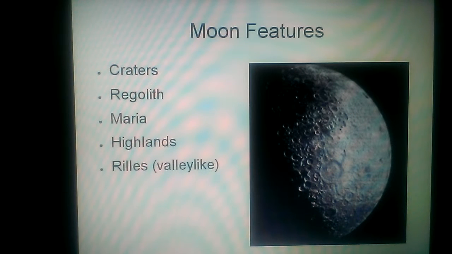So things you want to keep in mind, the features are impact craters, regolith, which is the dirt on the surface, maria or mare, those dark, large areas we looked at, highlands are your lighter color areas, and rills are the valley-like areas on the surface of the moon.